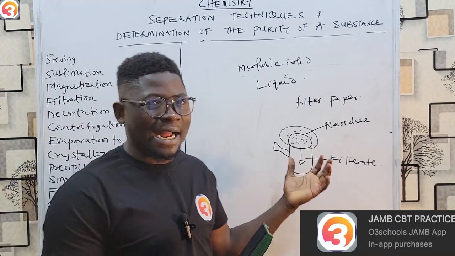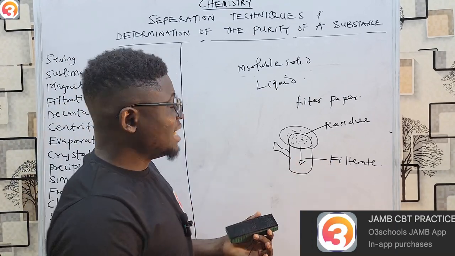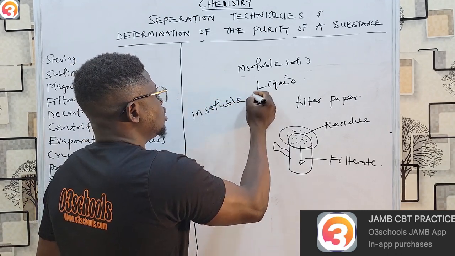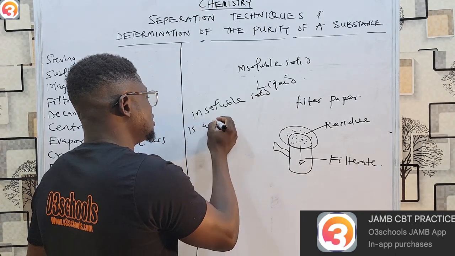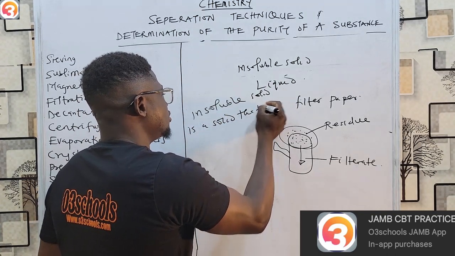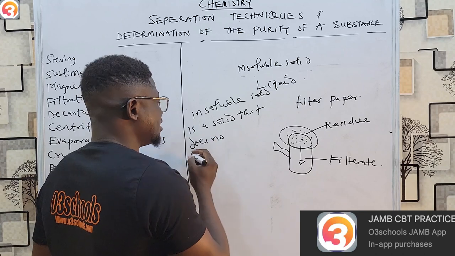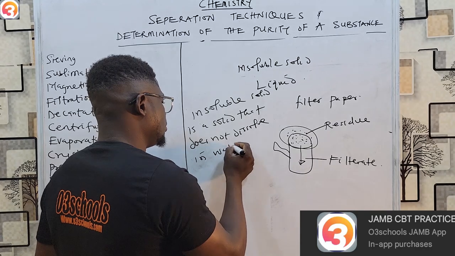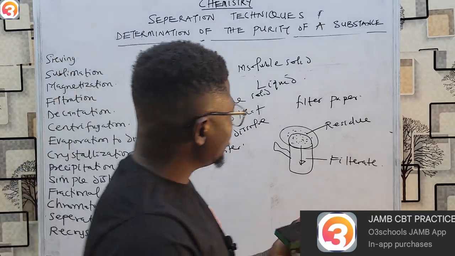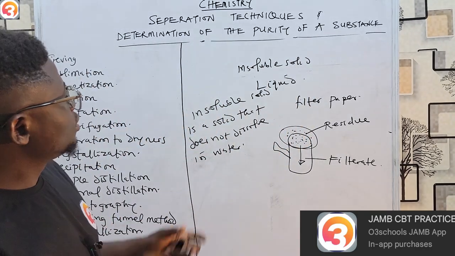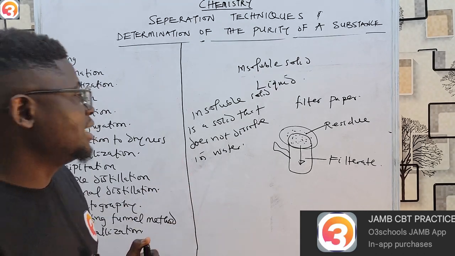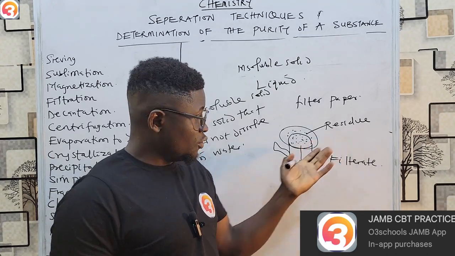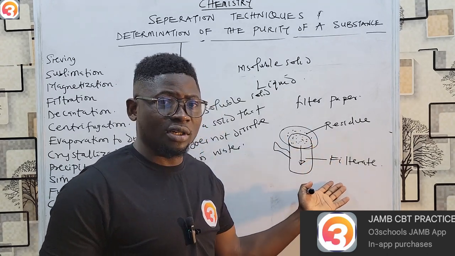We are able to filter the insoluble solid. And what is an insoluble solid, by the way? An insoluble solid is a solid that does not dissolve in water. So an insoluble solid is a solid that does not dissolve in water. So of course the particle that's still on top of the filter paper is called the residue, while the one that goes down is called the filtrate.